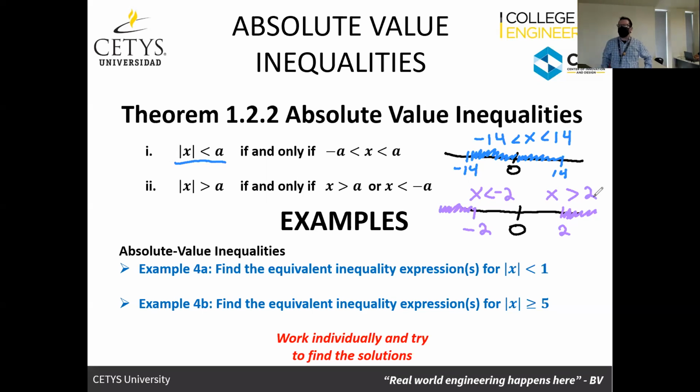And so in the next couple of examples, it says, find the equivalent inequality expression for the absolute value of x less than 1. And when we say equivalent inequality expression, basically we're saying represent that inequality without the absolute value. Remove them, and how would it be equivalent? Okay. And the same for the absolute value of x larger than or equal to 5.